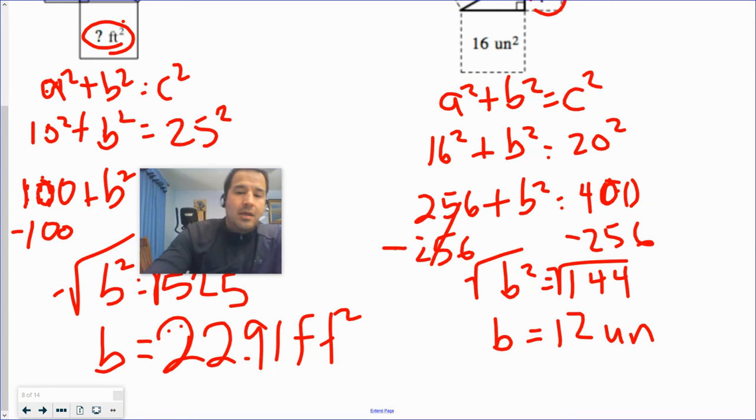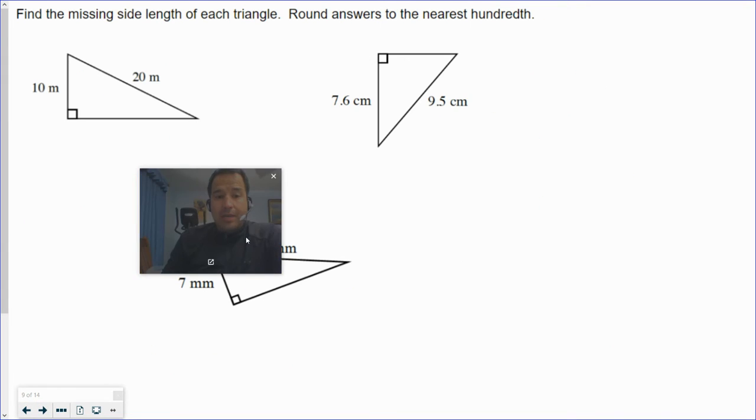My mistake, right here. B is not the area. B is the side length. So therefore, it should never be squared. It should just be 22 and 91/100 feet. Cool? All right, how'd you do on those? Did you do okay? All right, let's try a couple others now.